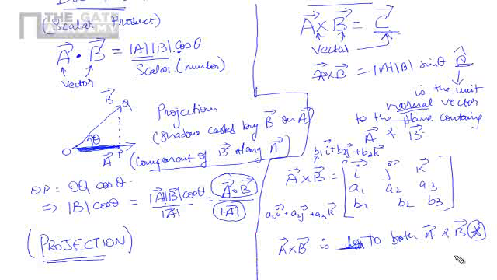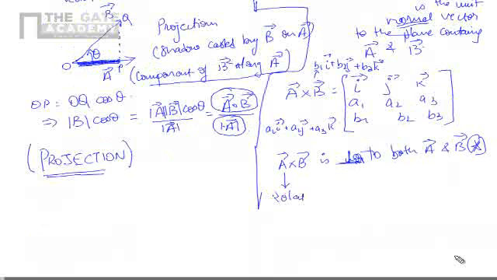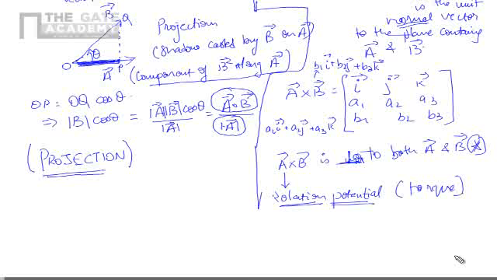Now what is the meaning of A cross B? This is very important. What A cross B is going to be is nothing but rotation. It is going to give you the rotation potential or the torque. In other words, in pure mechanical terms, I have to say it is going to give you the torque.